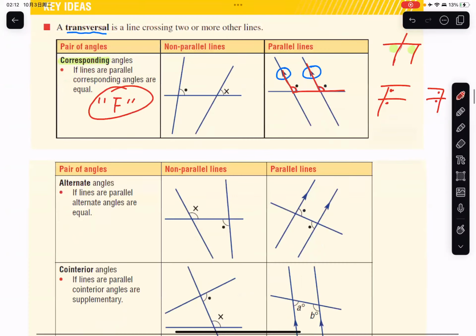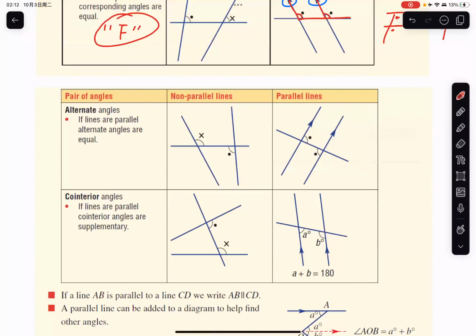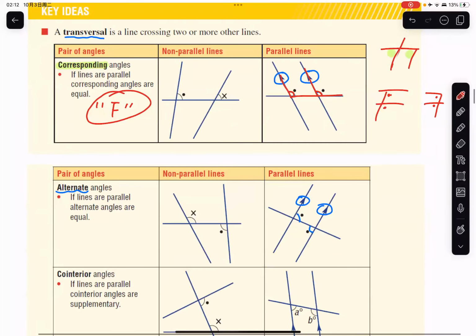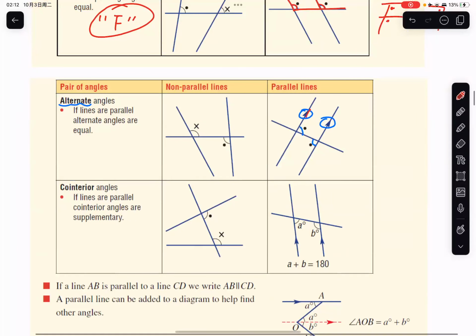Second one, alternate angles. When we have two lines that are parallel to each other, the alternate angles are equal to each other. Same thing as the last one, but for alternate angles we find another letter. The last one, we find the F. This one, look here, we find Z.